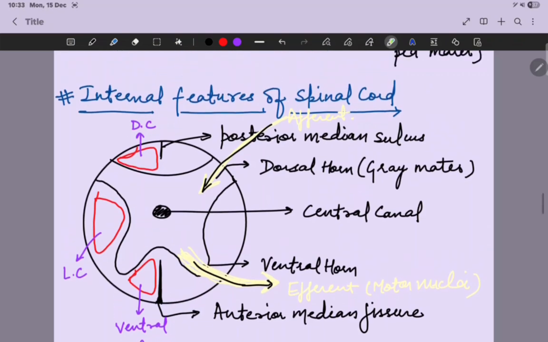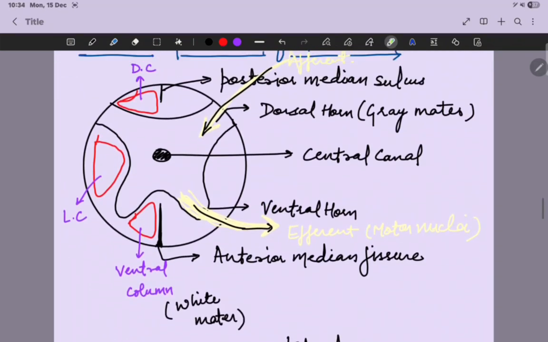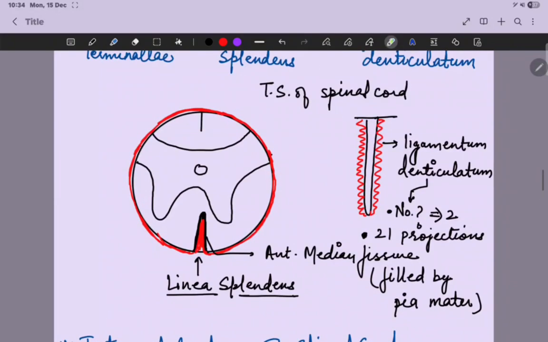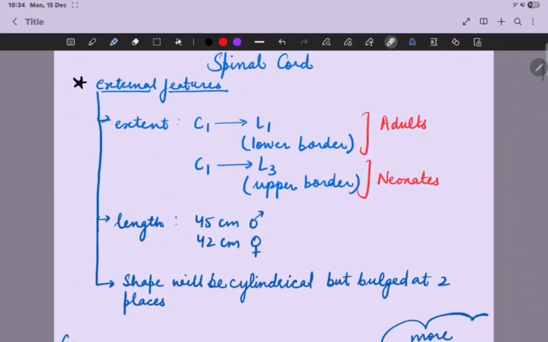And the neuron or nuclei supply will be like this. The afferent or sensory signals will come through the dorsal horn only and always, and the efferent or motor supply will be done through the ventral horn. So this was all about the spinal cord anatomy, discussing its internal features and external features.